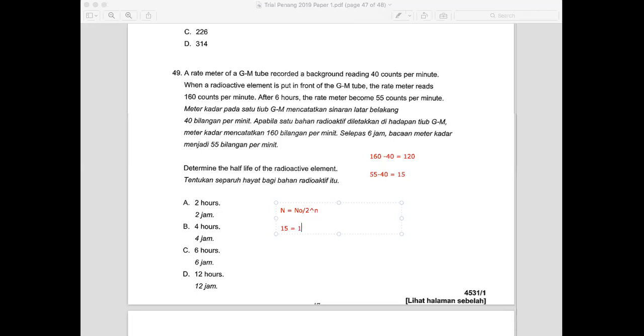Okay. And N naught ni kita letak 120. Divide by 2 kuasa n kan? Okay, so kita dapat 2 kuasa n is equals to 120 over 15 lah. So we got 8. 2 to the power n equals to 120 divided by 15 which is 8. Okay, so 8 is 2 to the power of 3. So that means 3 half lives. So ada 3 half life, that means 6 hours divided by 3 kita dapat 2 hours.